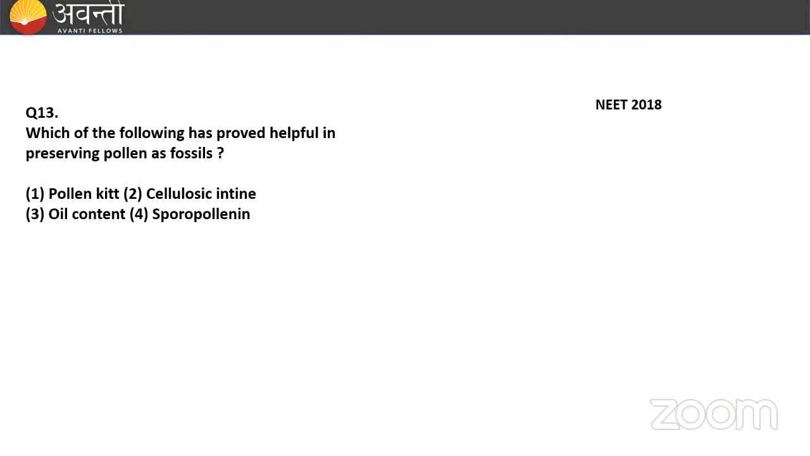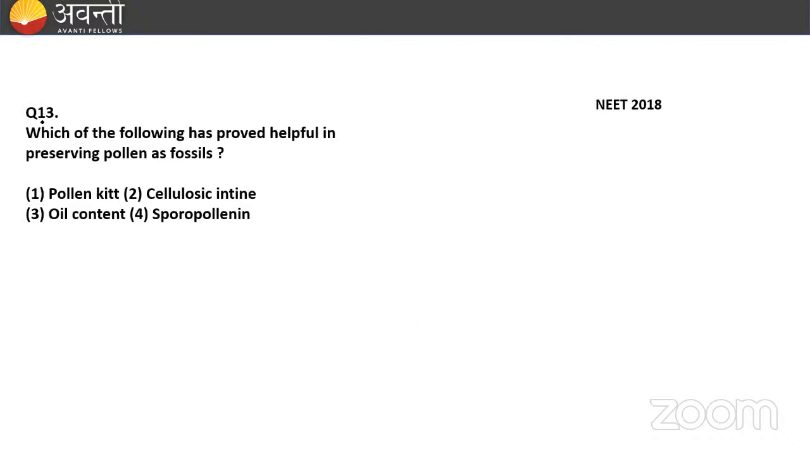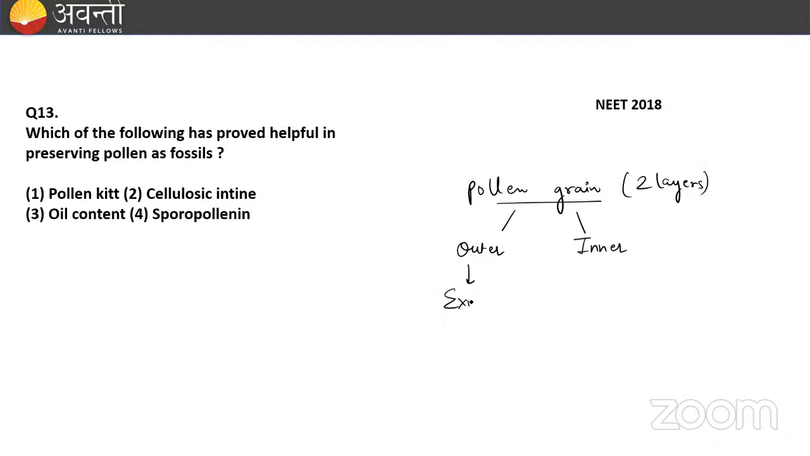So those who have answered 4, they're absolutely correct. That is sporopollen. See, a pollen grain has 2 layers, right? There's the outer layer and there's the inner layer. Outer is known as exine, inner is known as intine.